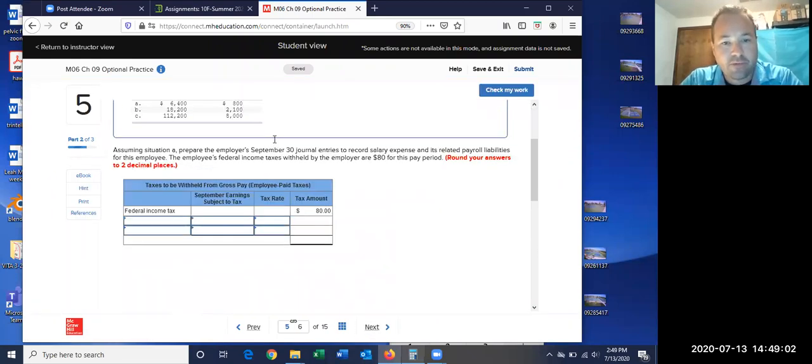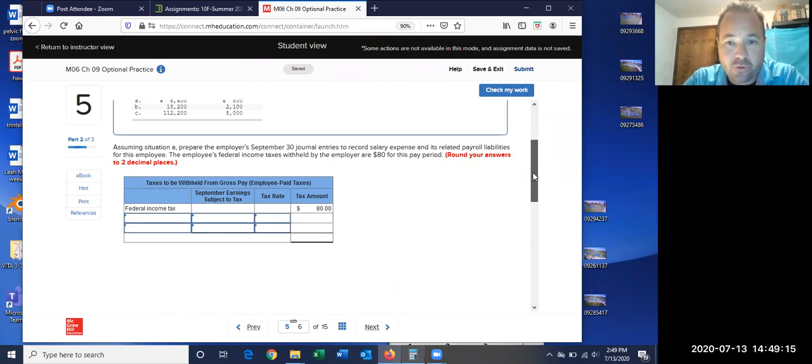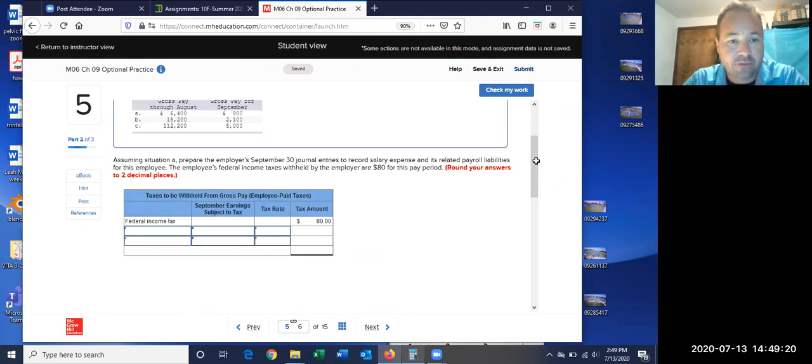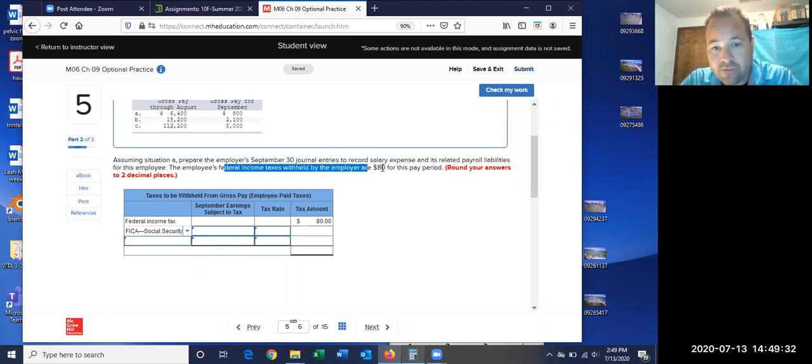So for this one, they want us to put it in again, which is fine. Assuming situation A, employee A, prepare the employer's September 3rd journal entries to record salary expense and its recorded payroll liabilities. They're basically having us do the same thing as we did before. So we're figuring out how much they owe. It's telling us, like I said they would in my lecture examples, the federal amount that's coming out, $80. They just go ahead and give it to us.